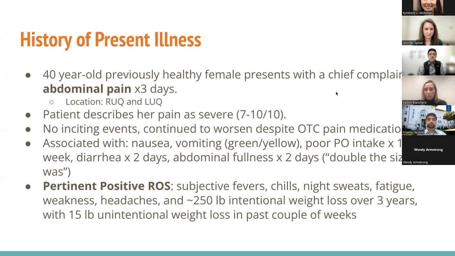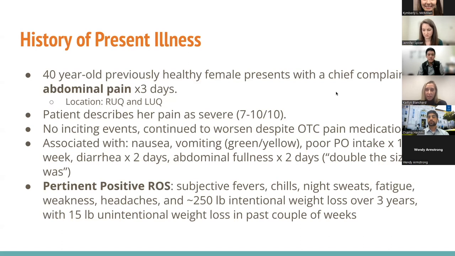Throughout this time period, she tried over-the-counter pain medications, even topical medications. Nothing really seemed to help with the pain at all. Associated symptoms include nausea, vomiting. She had some poor PO intake as well for the last week or so, diarrhea for just the past couple of days, and abdominal fullness. She said that her belly was twice the size that it previously was since this illness began.